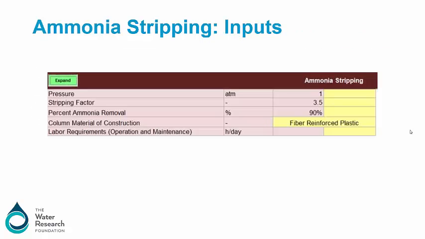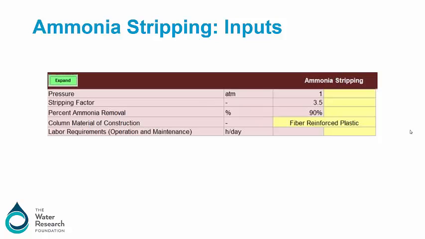The user can specify the pressure in the stripping column. It is highly desirable to operate ammonia stripping processes at 1 atm. Stripping factor must be in the range of 1 to 5, although a value of 3.5 has widely been reported to yield optimal ammonia recovery. Percent ammonia removal is a treatment target. The model will alter the height of the column and airflow rate based on ammonia liquid to gas mass transfer curves to achieve this removal.